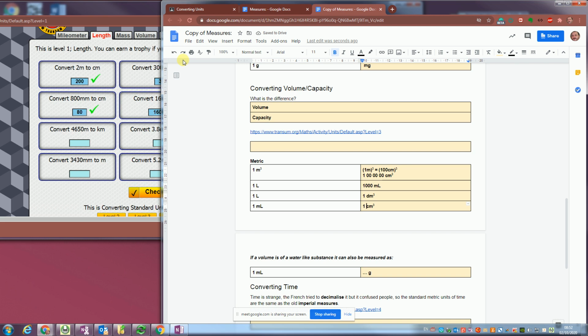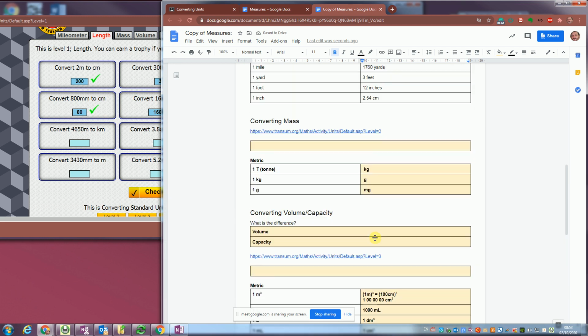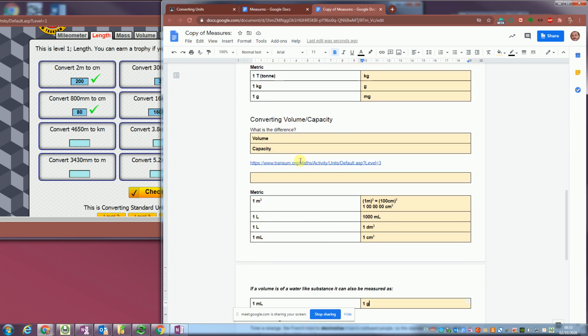You see people talk about cc's in car engines. They're talking about millilitres. Okay, so they're your basic conversions for metric units. And some people talk about millilitres and grams. Only when it's water, though. Really shouldn't be dealing with anything else. So using those, you should be able to convert the measures of volume.